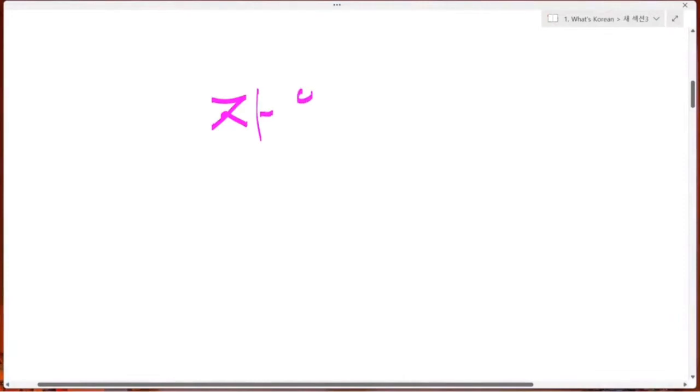Last time we checked the principles of consonants and vowels, 모음. Then, what's the difference between consonants and vowels?